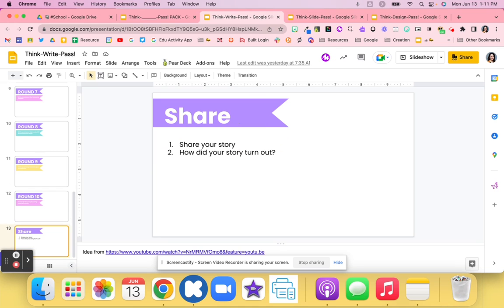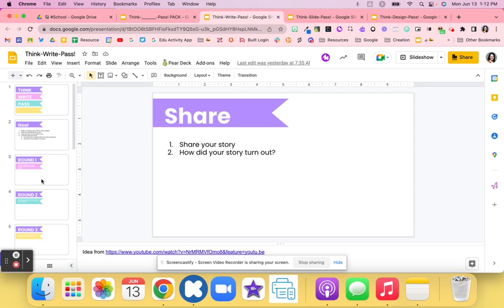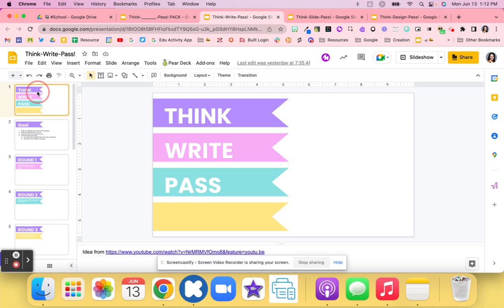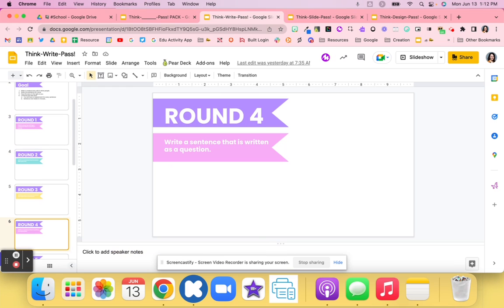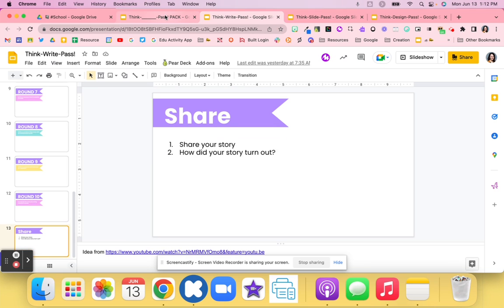And so after their story, they can share their story. And then you can just ask them, how did their story turn out? So, again, just a fun way to think, write, and pass and provide some flexible thinking for your students to quickly adapt to these different stories.